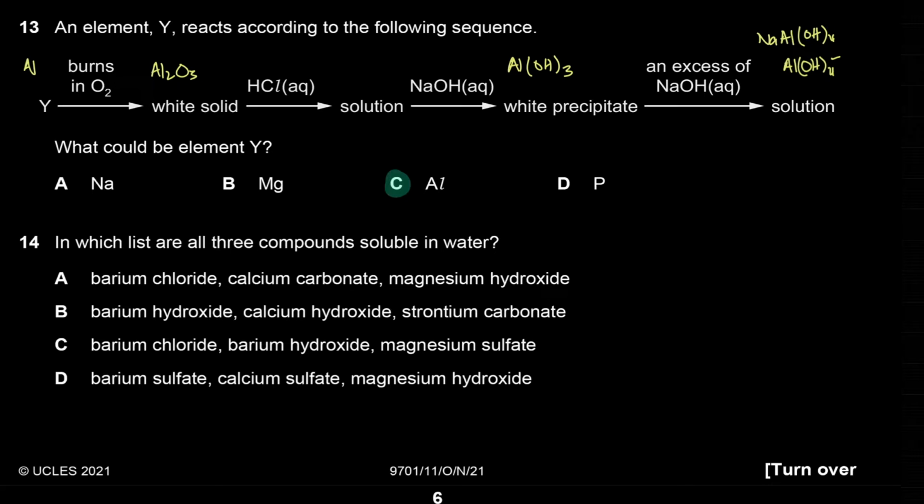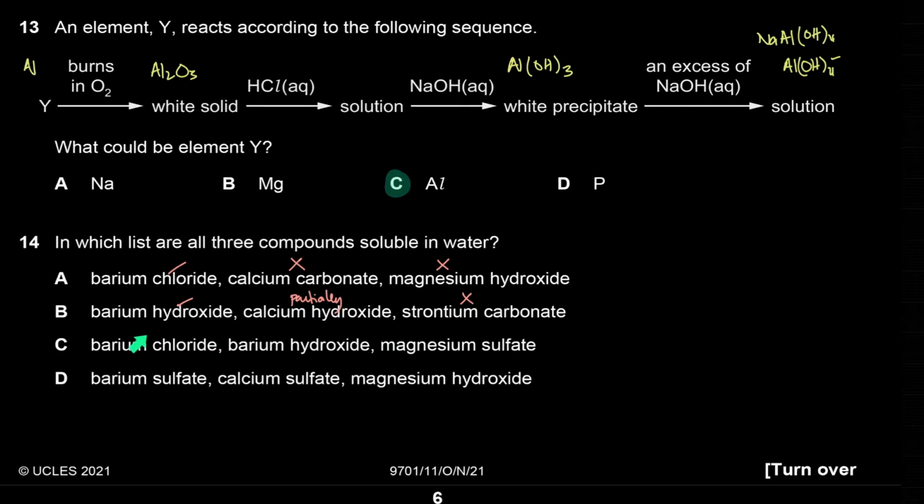The first thing you should know is that group 2 carbonates are insoluble in water. So we know that calcium carbonate and strontium carbonate are out. We also know magnesium hydroxide is insoluble. So barium chloride is soluble, barium hydroxide is soluble, calcium hydroxide is very partially soluble. Okay, it can be considered to be insoluble.